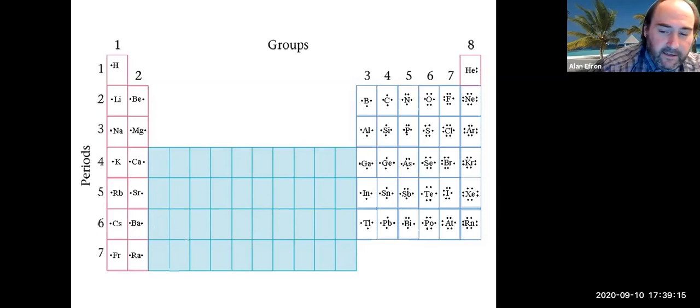Here it is, the symbols and our dots. You can see everybody in group 1 has 1 valence electron. Everybody in group 2 has 2 valence electrons. 3, 4, 5, 6, 7, 8. Helium here, which is group 8, only has 2 valence electrons, and that's because helium only has 2 electrons total. So obviously it can't have 8. And the same deal with hydrogen as well. It has 1 total electron, so it only has 1 valence electron.